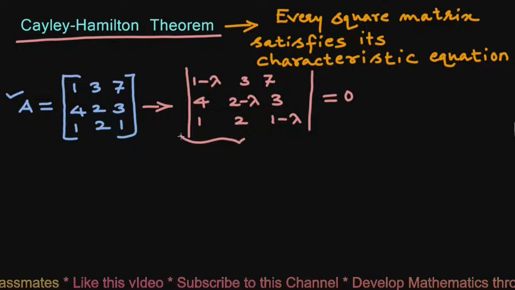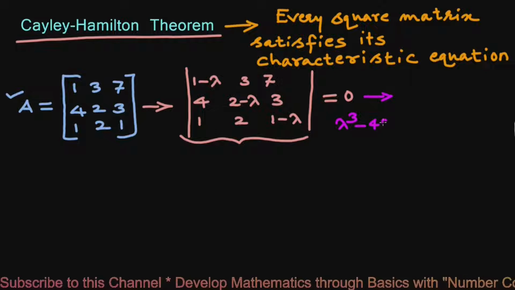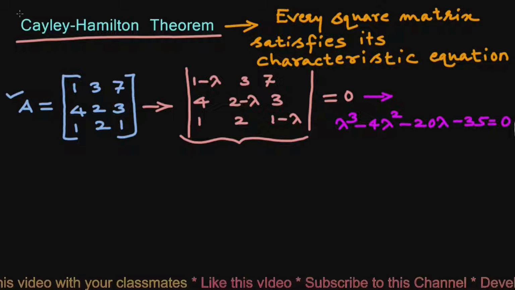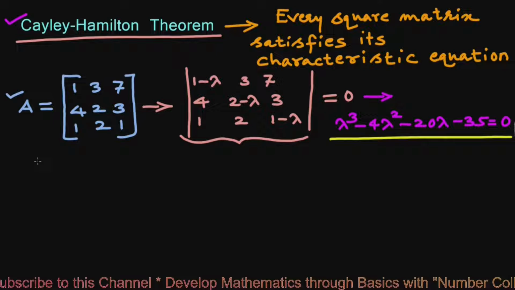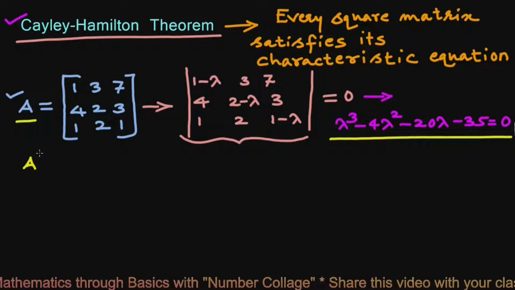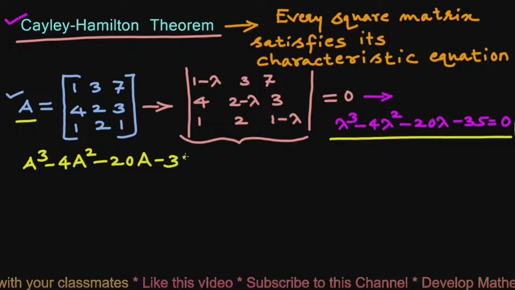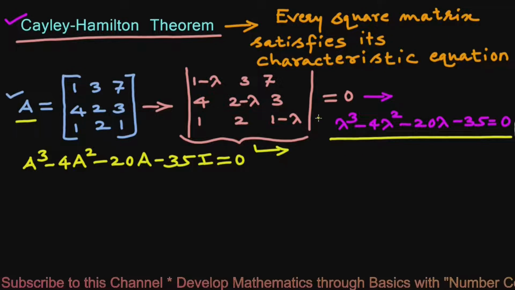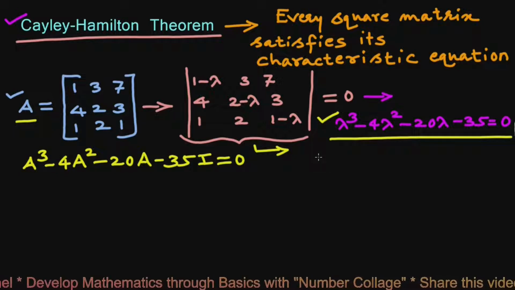After expanding this determinant, we get a cubic polynomial equation: lambda cube minus 4 lambda square minus 20 lambda minus 35 equals 0. According to Cayley Hamilton theorem, we know that this cubic polynomial equation is satisfied by matrix A. So we will put A in place of lambda and write A cube minus 4A squared minus 20A minus 35I equals 0. For those who do not know how to expand this determinant and get this cubic polynomial equation, I advise them to watch my previous videos on eigenvalues and eigenvectors.